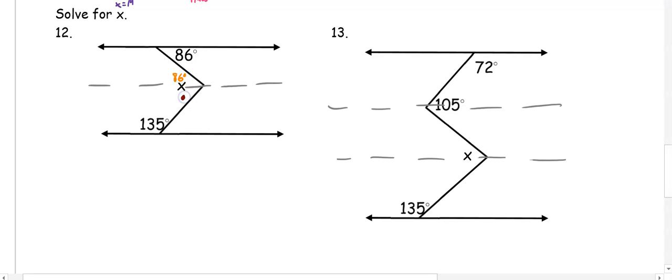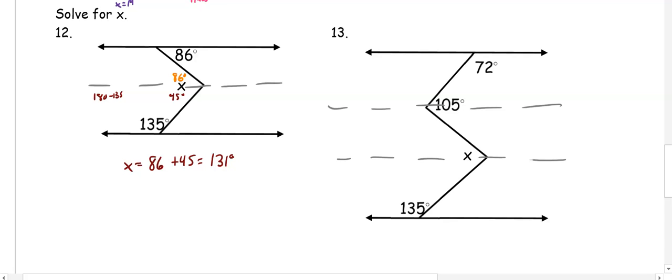135 and this angle are same side interior angles, so they are supplementary. So we have 180 minus 135 gets us 45 degrees. So x is going to equal 86 plus 45. So when I add those together, I get 131 degrees.